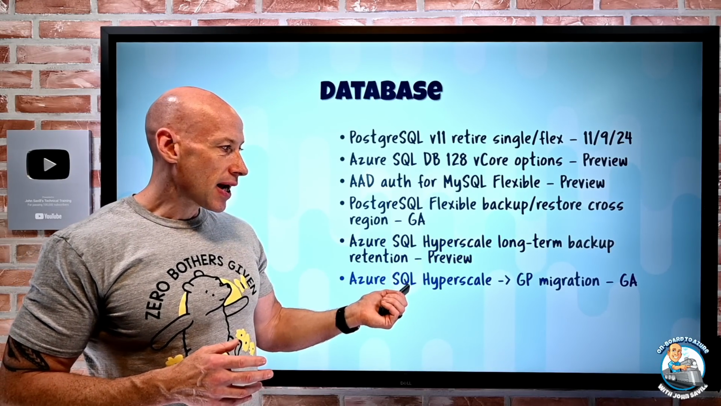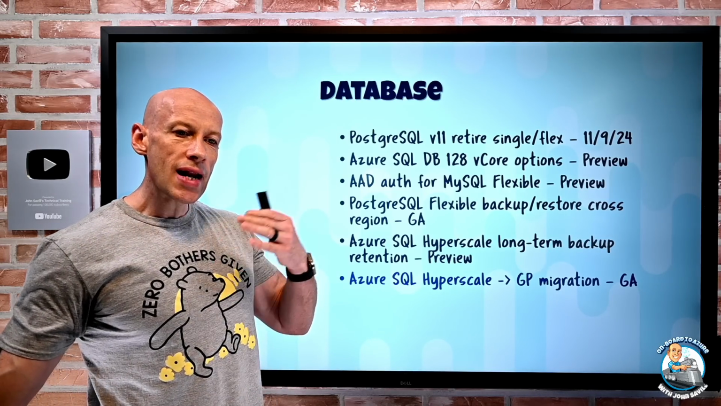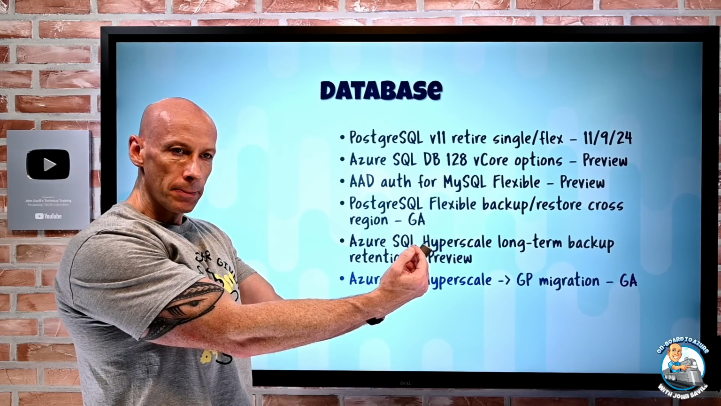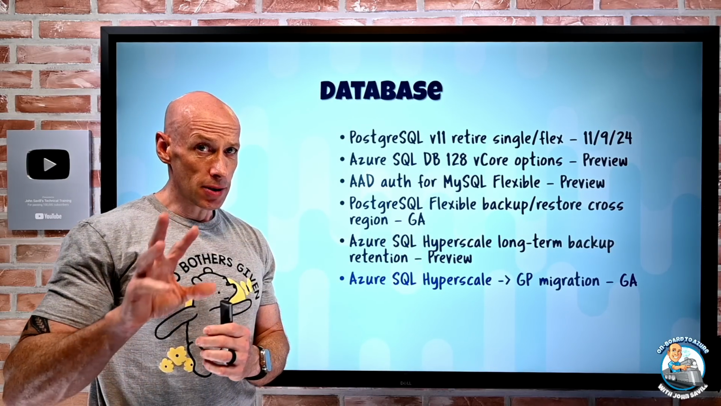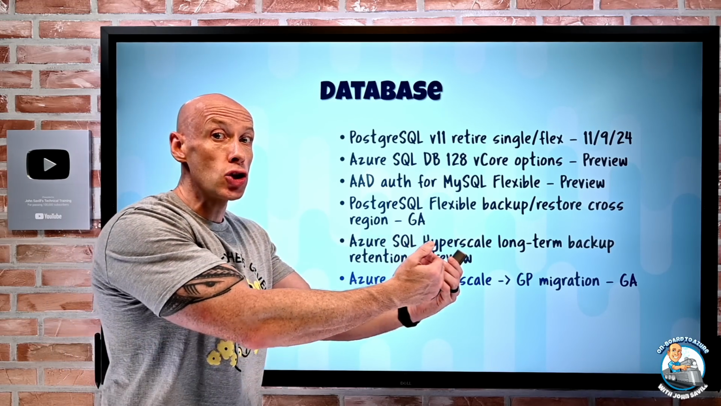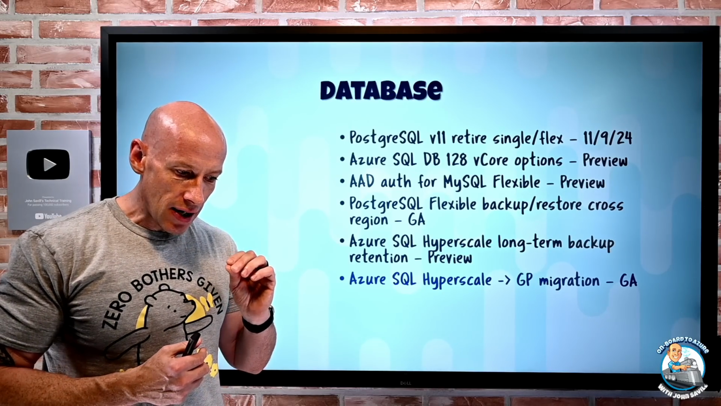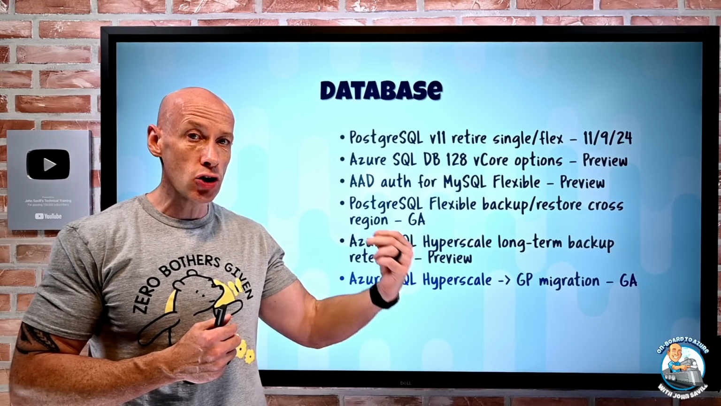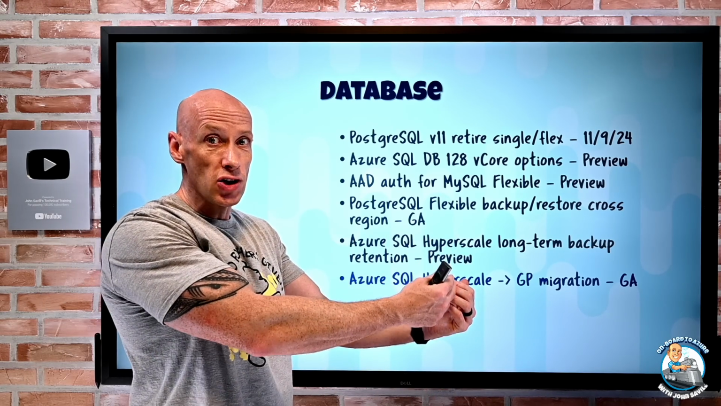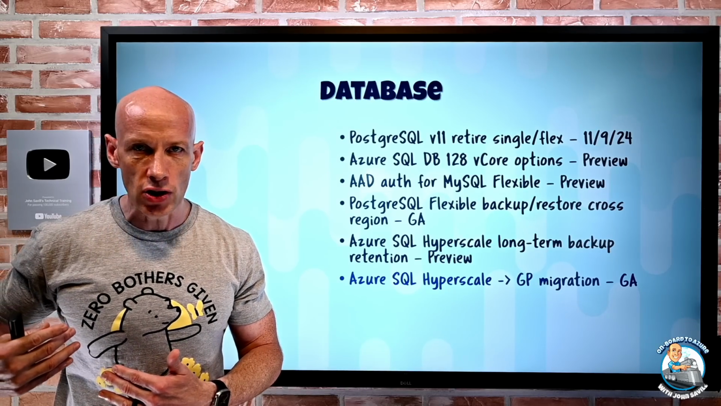Azure SQL Hyperscale now has a migration to general purpose. If I was running on another tier of Azure SQL Database, I could migrate to Hyperscale. Well, now, and there are some caveats around this, I can migrate to general purpose. It's only to general purpose, not the other types. It has to be within 45 days of the original migration to Hyperscale, and so it has to have been a migration to Hyperscale. If it was a fresh Hyperscale install, I can't do that migration to general purpose.